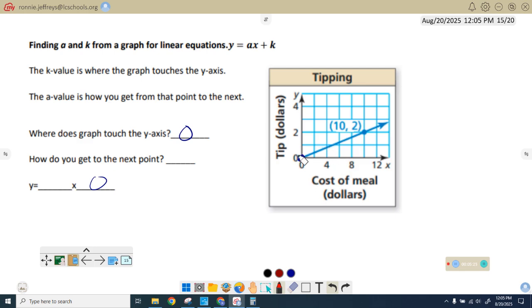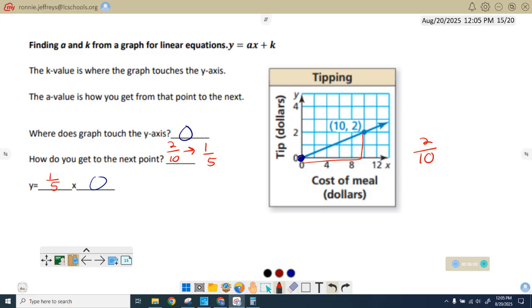Okay. How do we get from this point to the next point? Well, we go over 10, and this one we go up 2. Is it rise over run? It's rise over run. Now, this would actually reduce down to 1 over 5. You could actually, let's do this. This becomes, biscuits. Golly. Yeah, I'm just starting it over. All right, this becomes 1 over 5. So that is what we would put in here.